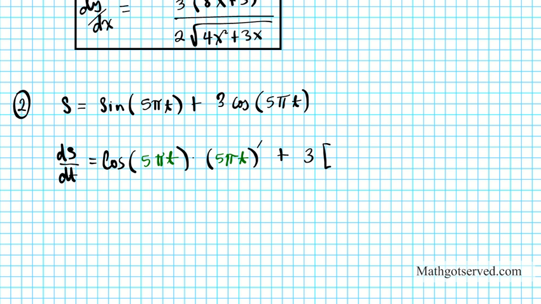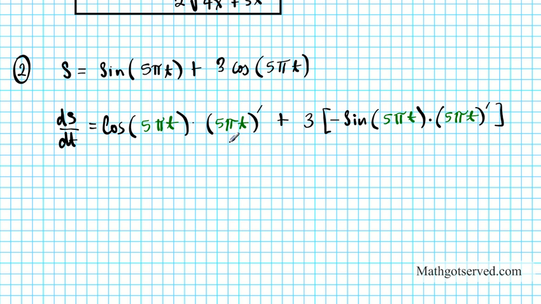The derivative of cosine is negative sine of the inner function. You hold the inner function fixed, which is 5 pi t, times the derivative of the inner function, which is (5 pi t) prime. Prime means the derivative. So let's go ahead and find the derivative of the inner function.